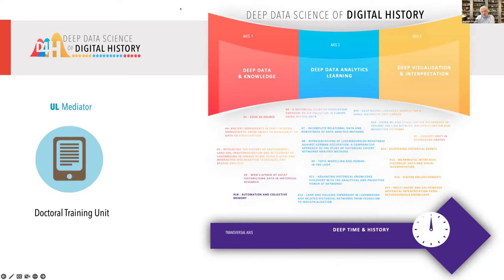Yeah, we just started a new doctoral training unit funded by the National Research Foundation on deep data science of digital history. Here the idea is really, and I hear that you are working really in this very same direction, of building bridges between data science and the humanities. In our case, it's really then more history. And we structured this new training unit on three main pillars: deep data and knowledge, deep data analytics and learning, and deep visualization and interpretation.